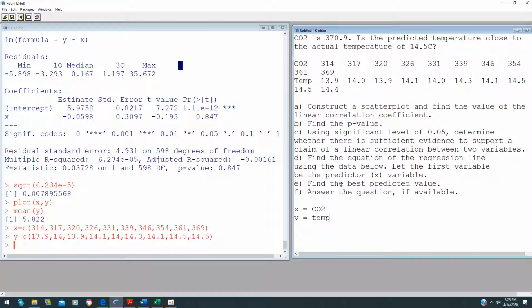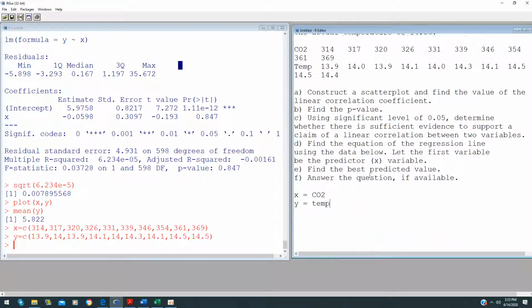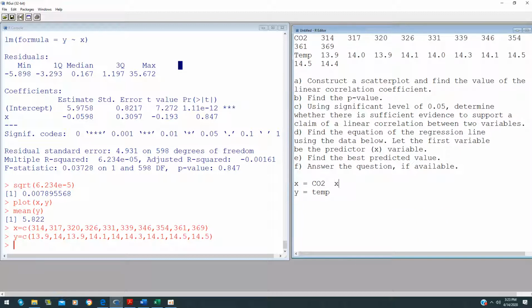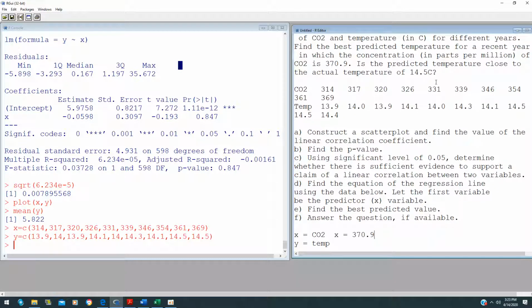And then part E, find the best predicted value, means we should plug in the x. Your plug-in x in this case is 370.9. So this question wants us to figure out what is the predicted value when the CO2 is 370.9. And then there is a question asking, is this temperature close to 14.5 degrees Celsius?